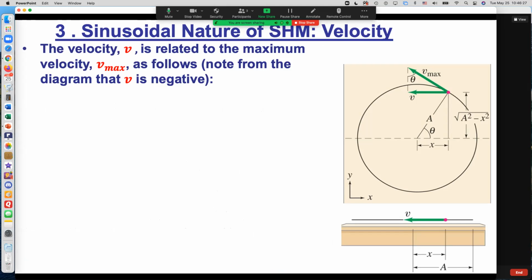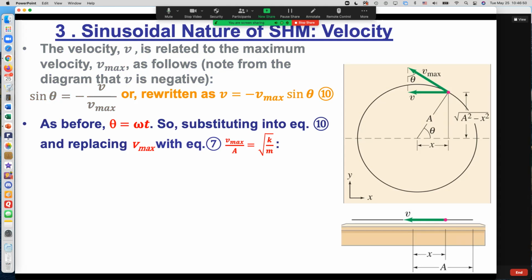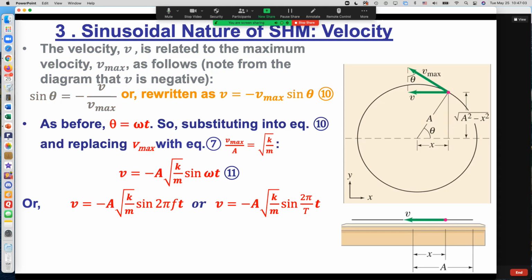Okay, so the velocity v is related to the maximum velocity as follows. You should look at this diagram and note that v is negative in the diagram. So sine of theta is equal to the negative of v over v max, which can be rewritten v equals negative v max sine theta. As before, theta equals omega t. Substitute into equation 10 and replace with v max. We get v max over A equals k over the square root of k over m.